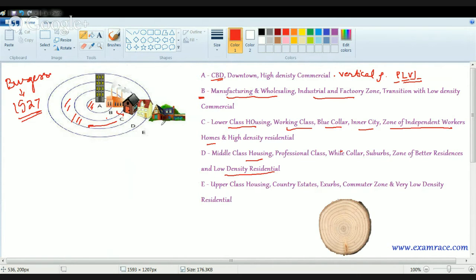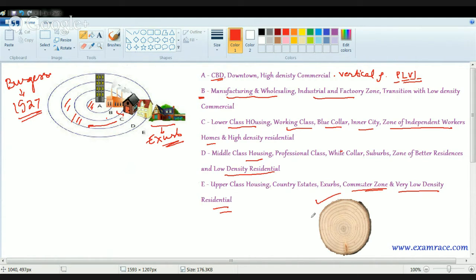The outermost region is the region of the most wealthy people. It's upper class housing, with a lot of estates in the region with exurbs. So what is an exurb? An exurb is a region where wealthy people live outside the city and practice suitcase farming. Suitcase farmers work in the main city and have huge land on the periphery. So this region is also known as the region for suitcase farmers, with a very low density of residential people, and most of the people here are a commuting population.